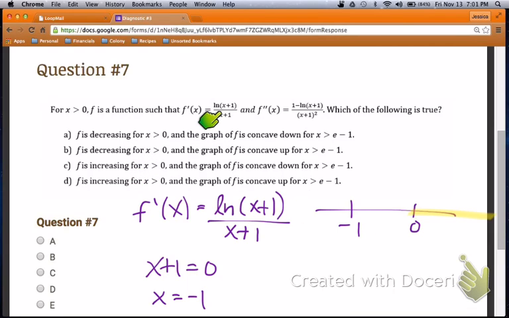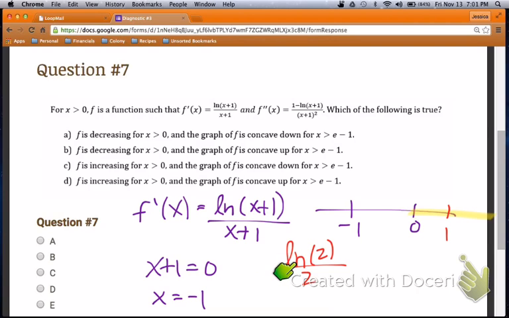So looking at this function, ln of x plus 1 over x plus 1, choosing a number that's greater than 0, any number that's greater than 0, we're going to plug it into the function and see if we get positive values or negative values to see if our function was increasing or decreasing at that point. So let's just take 1, for example. Our test value that we're going to use is 1. So if I plug that in here, I get ln of 1 plus 1, which is ln of 2, divided by the bottom, which is 1 plus 1, which is 2.